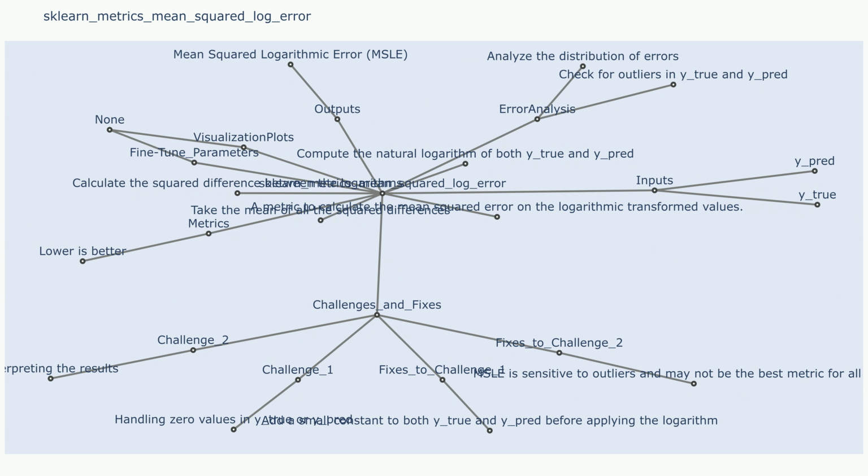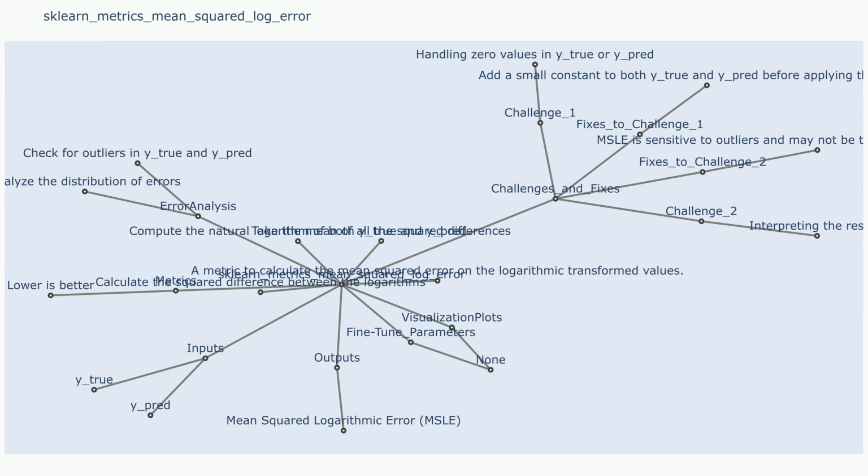Fine-tune parameters. Parameter 1: explain in detail the choice of model and its hyperparameters can significantly impact the MSLE. Parameter 2: explain in detail feature engineering and data preprocessing techniques can also influence the MSLE.